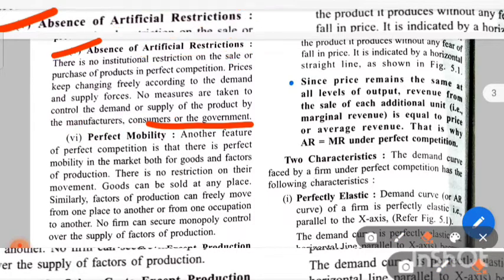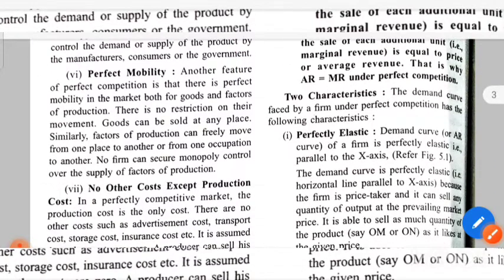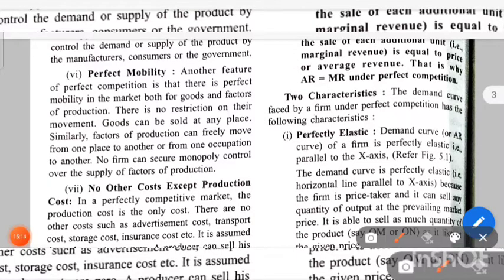Then the sixth point is perfect mobility. Mobility means movement from one place to another. Another feature of perfect competition is that there should be perfect mobility in the market, both for goods and factors of production. By now you know what factors of production are.